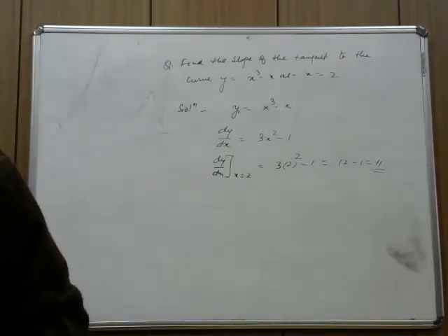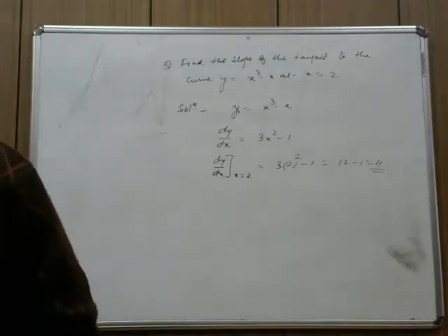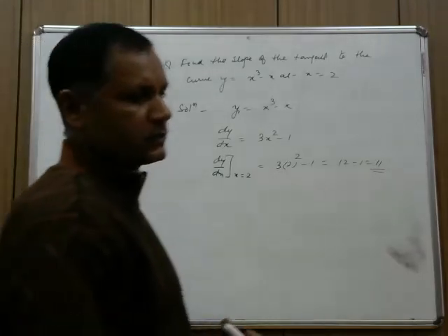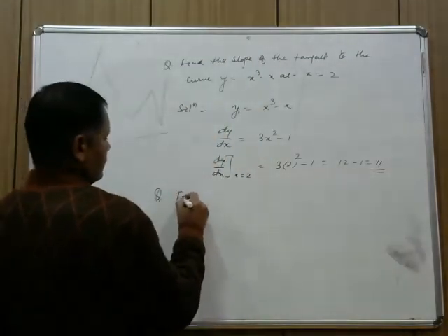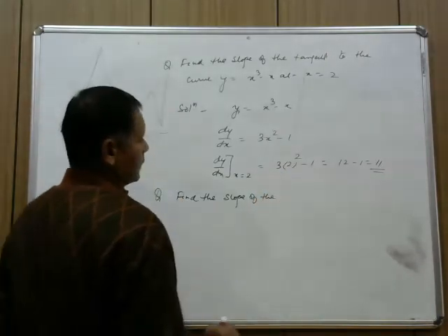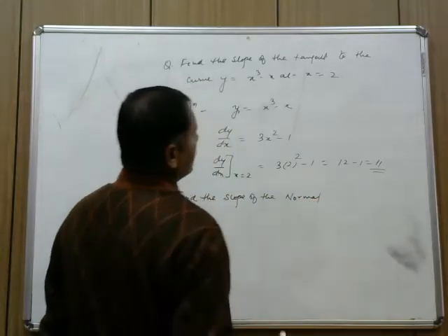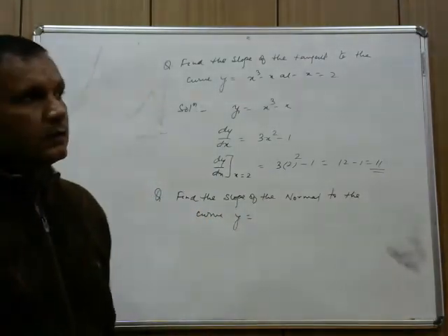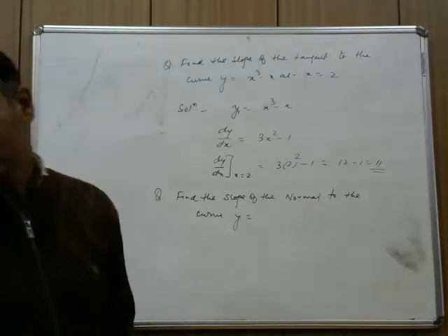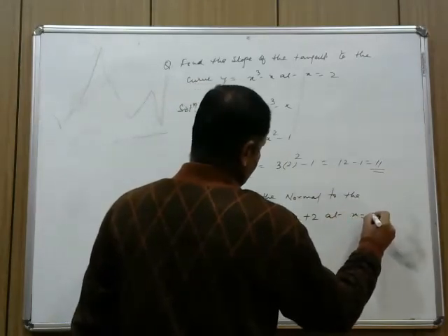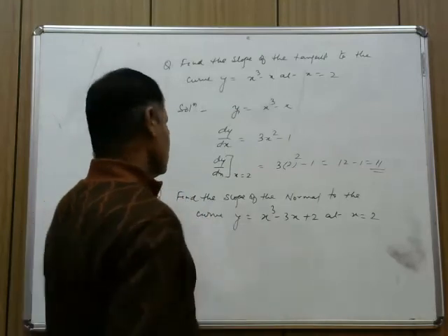Right? Now the second question. Find the slope of the normal to the curve y is equal to x cube minus 3x plus 2 at x is equal to 2. Now find the slope of the normal to the curve y is equal to x cube minus 3x plus 2.